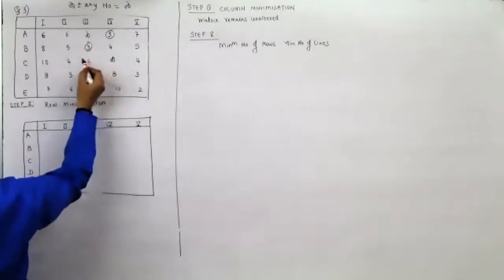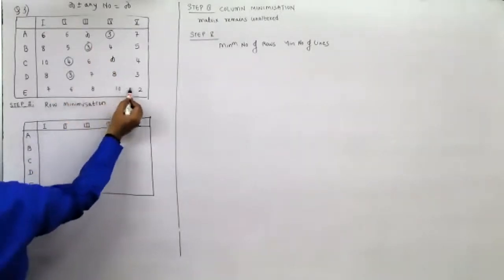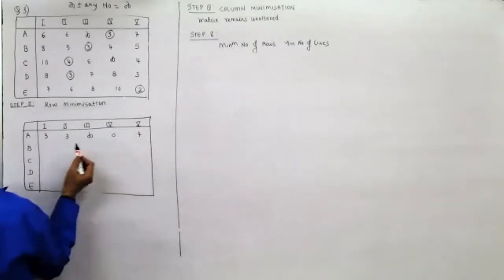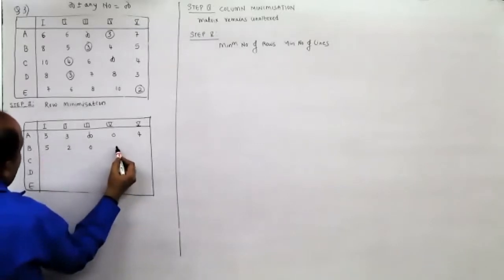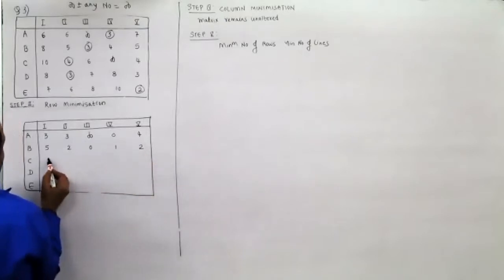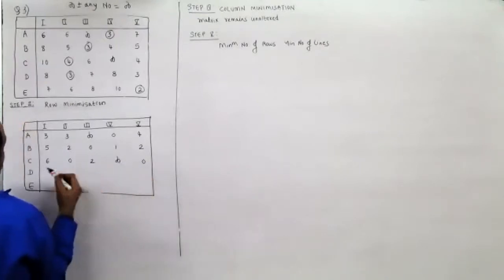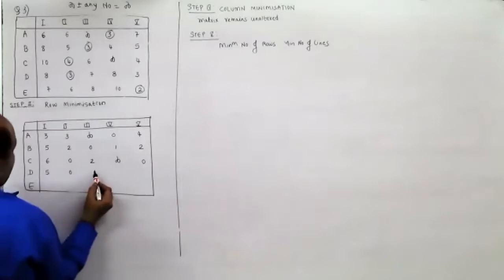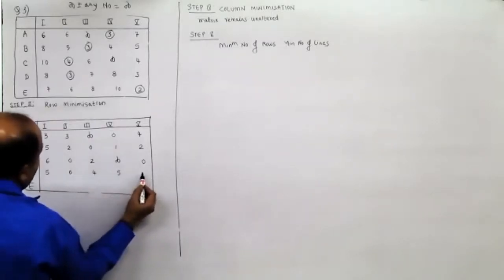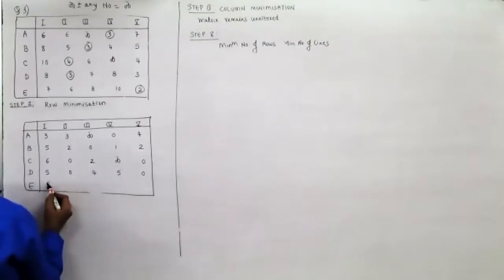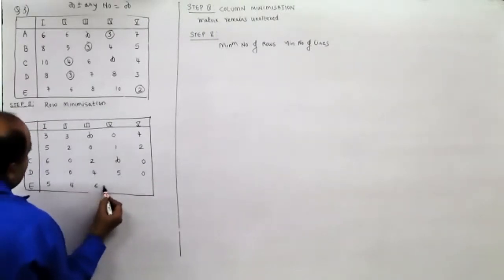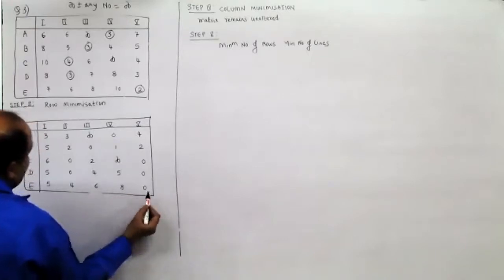Smallest element 3 here, 4 here, 3 here, 2 here. When I subtract, 6 minus 3 is 3, here infinity, 3 minus 3 is 0, 7 minus 3 is 4, 8 minus 3 is 5, 5 minus 3 is 2, 3 minus 3 is 0, 4 minus 3 is 1, 5 minus 3 is 2, 10 minus 4 is 6, 4 minus 4 is 0, 6 minus 4 is 2, infinity, 4 minus 4 is 0. 8 minus 3 is 5, 3 minus 3 is 0, 7 minus 3 is 4, 8 minus 3 is 5, 3 minus 3 is 0. 7 minus 2 is 5, 6 minus 2 is 4, 8 minus 2 is 6, 10 minus 2 is 8, and 2 minus 2 is 0.